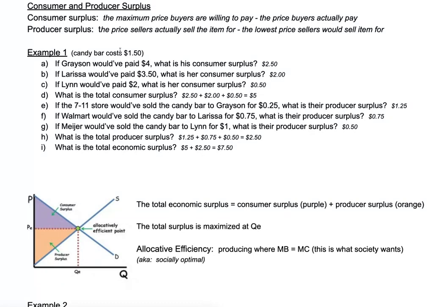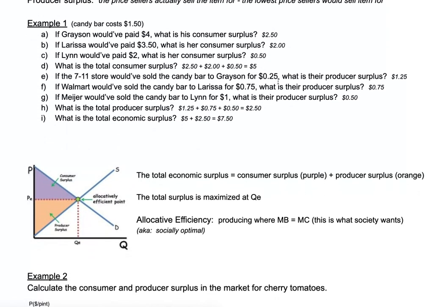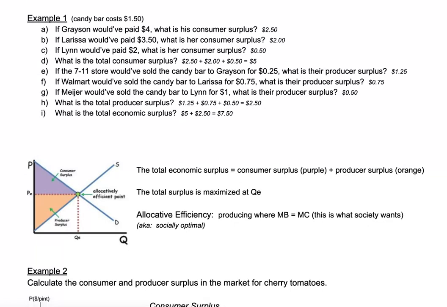And each of these consumers have their own consumer surplus. But what is the total consumer surplus in the market? Add up all the consumer surpluses, and you'd get $5. And the same thing would go for producer surplus. Add up all the producers' surpluses, and you get the producer surplus. Total economic surplus is combining both producer surplus and consumer surplus. Now, in a market with 1 million people, this would take forever to do.